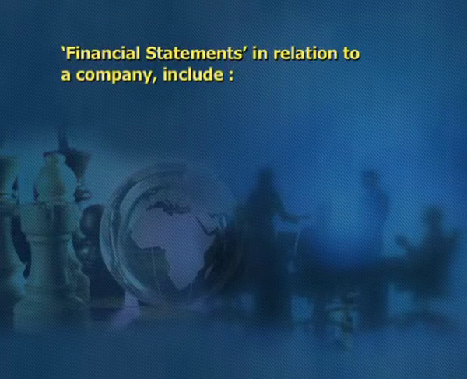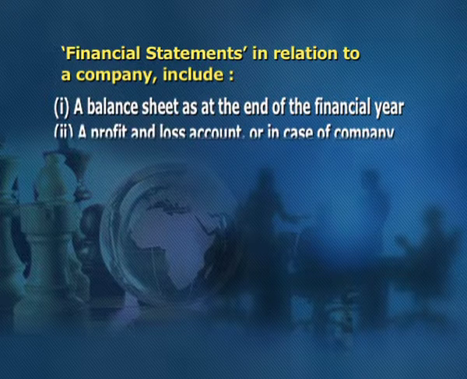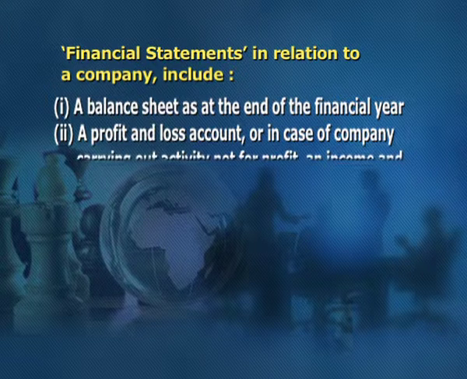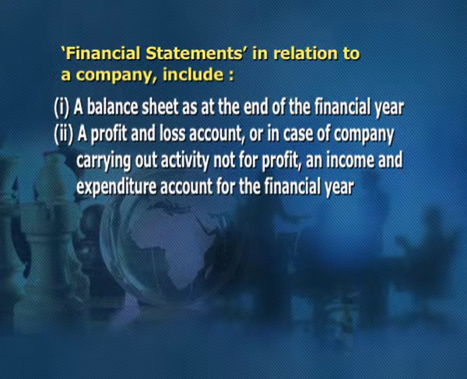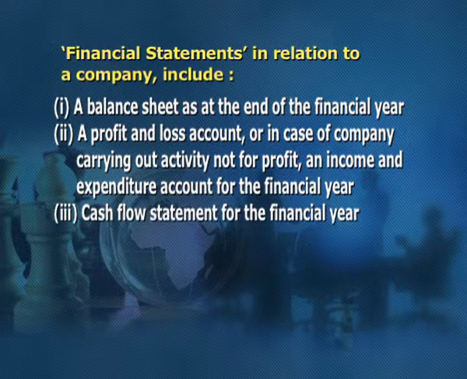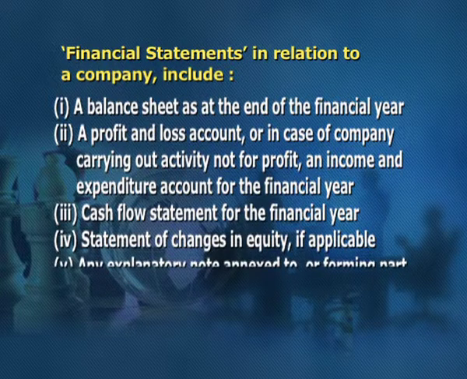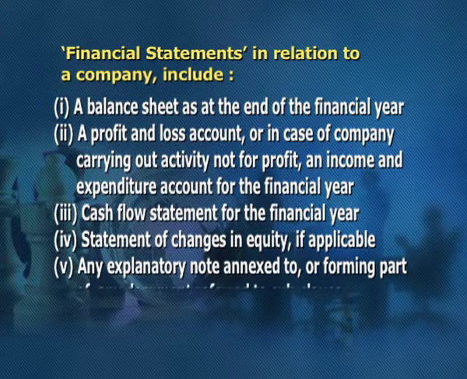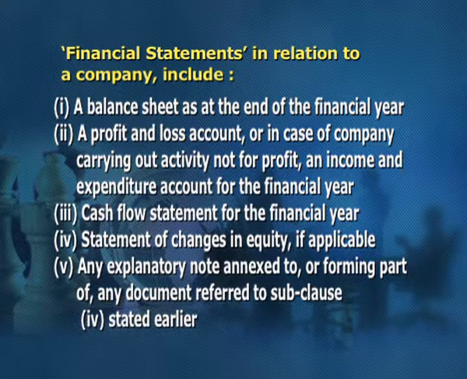Section 2, subsection 40 of the Companies Act 2013 provides that financial statements in relation to a company include: first, a balance sheet as at the end of the financial year. Second, a profit and loss account, or in case of a company carrying out activity not for profit, an income and expenditure account for the financial year. Third is the cash flow statement for the financial year. Fourth, statement of changes in equity, if applicable. And last is any explanatory note annexed to or forming part of any document referred to in the subclauses as stated earlier.